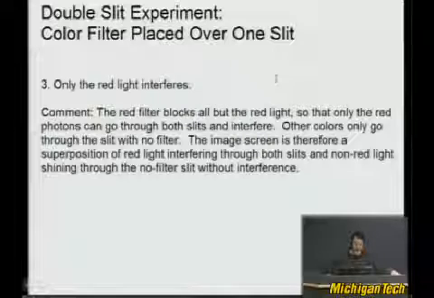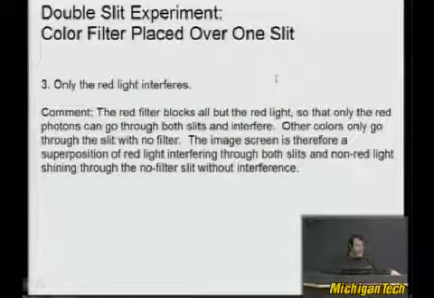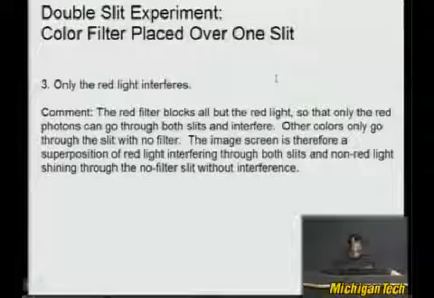Bada bing. Only the red light interferes, because that's the only one that's going through both slits. So if you look through a red filter or a red balloon, the world looks red to you, because all the other colors aren't getting through. So only the red light is going through both slits, so it's only the red light that's going to interfere. The other light was stopped by one of the slits, and therefore it can't interfere. And it's going to go through the one slit it can go through and just illuminate the screen there.